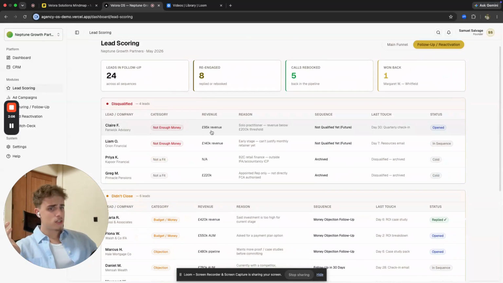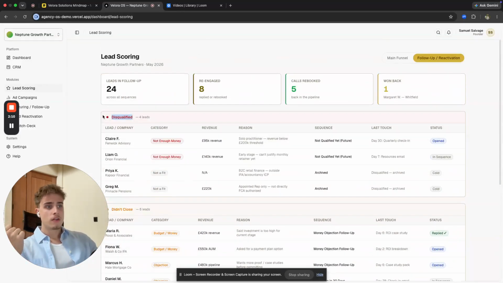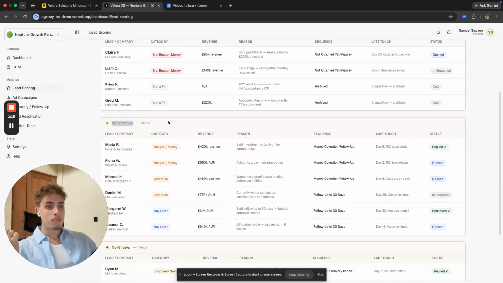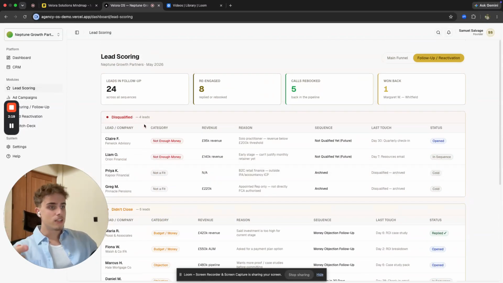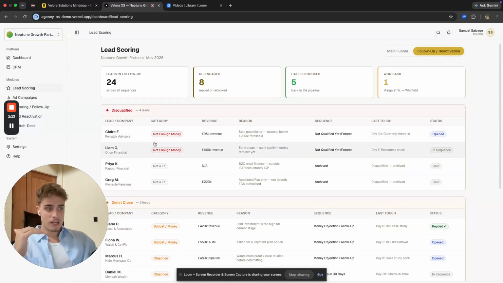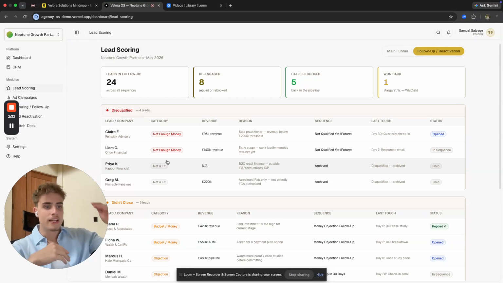Now, there's a few different options here. For this person, we have 3 categories or 3 tiers. The first is disqualified people. The second is people that didn't close. And the third one is no-shows. But even in these tiers, you can't just make 3 emails for each tier, because within each tier, there are multiple categories. Why are they disqualified? Didn't have enough money. Why are they disqualified again? Not a good fit.